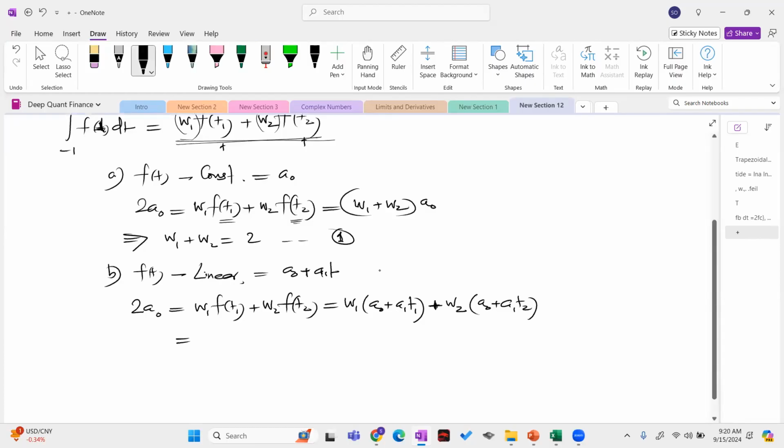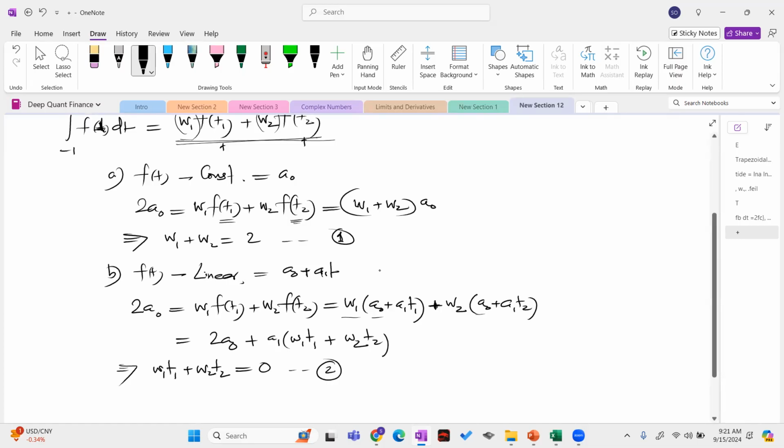If you take a0 common, you get w1 plus w2. w1 plus w2 is 2, so this is 2a0, correct? Plus, take a1 common, you get w1 t1 plus w2 t2. The 2a0 and 2a0 get cancelled, and we get this beautiful second equation, w1 t1 plus w2 t2 must be 0, correct? Second equation.